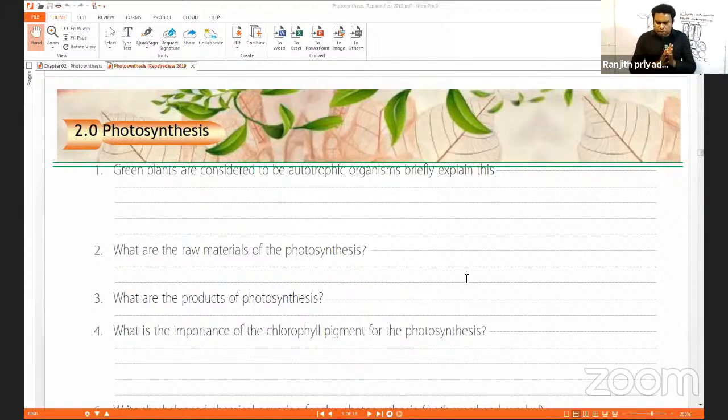Sir, in photosynthesis, can they use light energy from other sources except the sun? Yes, that's true. That's what we usually practice in greenhouses. So the greenhouse effect is not that. We use fluorescent bulb light.